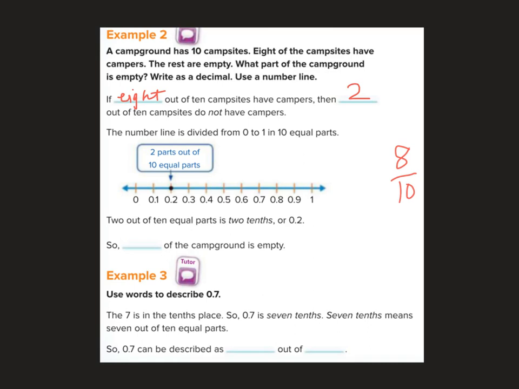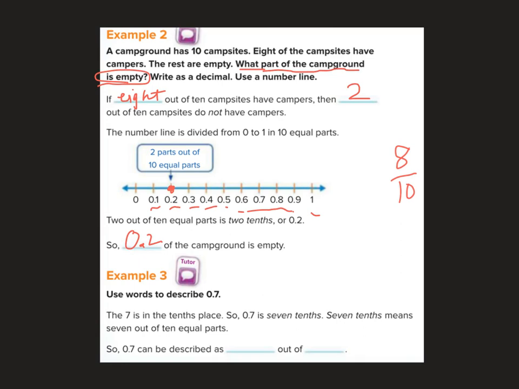The number line is divided from 0 to 1 in 10 equal parts. Okay, so this would be 1 tenth, 2 tenths, 3 tenths, and so on. What part of the campground is empty? Okay, so 2 tenths of the campground is empty. So 0 and 2 tenths of the campground is empty.